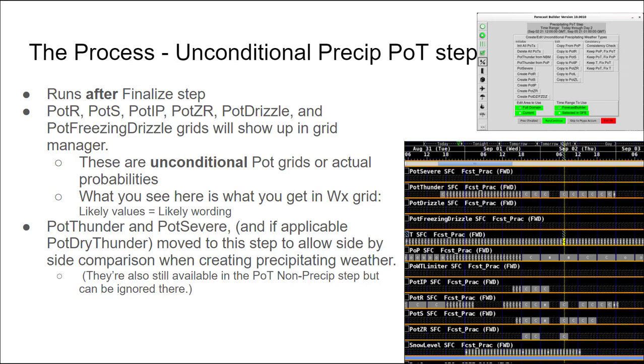Remember that these are unconditional grids, so what you see in these grids is what you're going to get in the weather grid. So for instance, values of 55 to 74% will get you likely wording of whatever precipitation type that is. If you haven't already noticed, the names of these POT grids mimic the weather grid's naming convention, with R for rain, S for snow, IP for sleet, and ZR for freezing rain. POT thunder and POT severe are also loaded now in this step to allow you to work side by side with the other weather types.